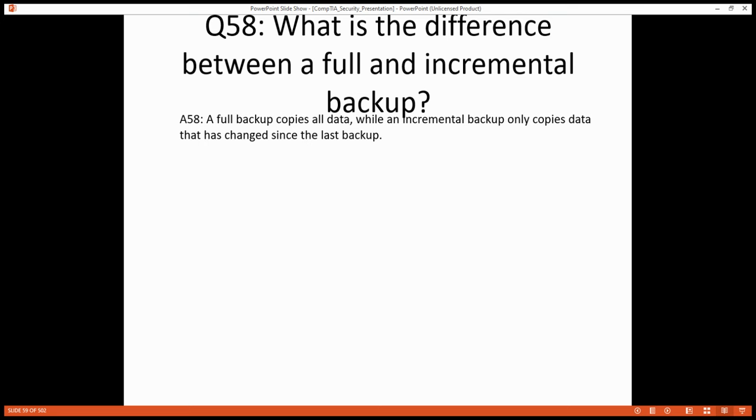Q58. What is the difference between a full and incremental backup? A58. A full backup copies all data, while an incremental backup only copies data that has changed since the last backup.